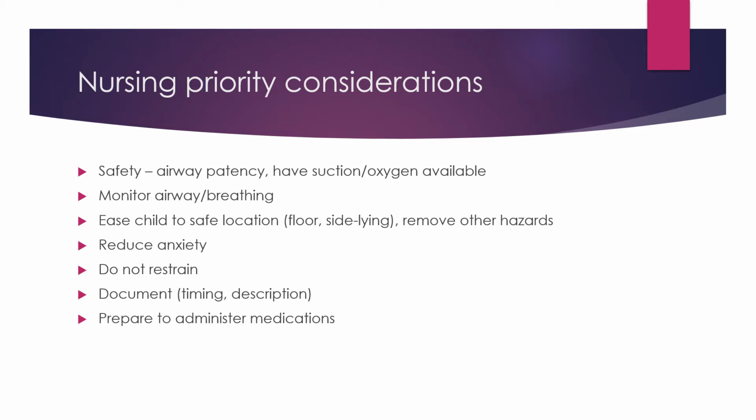So padded side rails to prevent other injuries and make sure the bed's down to the lowest position. It's hard with younger children. Toddlers should be in a crib with rails all the way up so that they can't fall out of bed. But it's hard to keep kids in bed. They don't understand seizure precautions. It's harder than with a teenager or an adult.